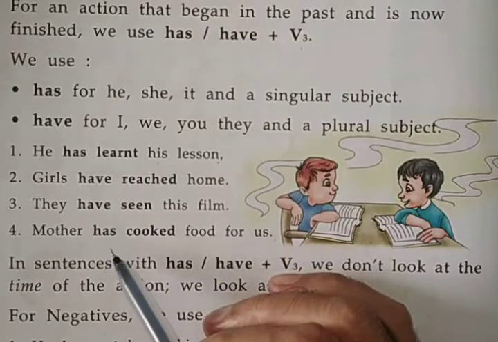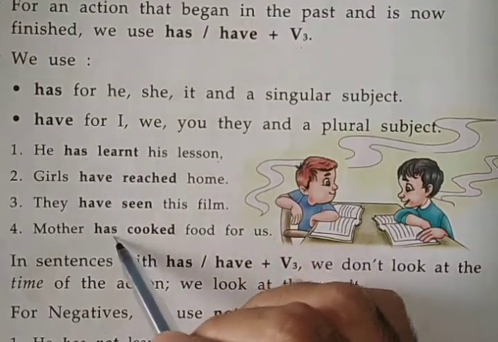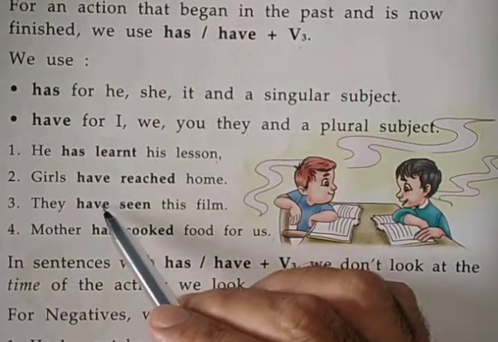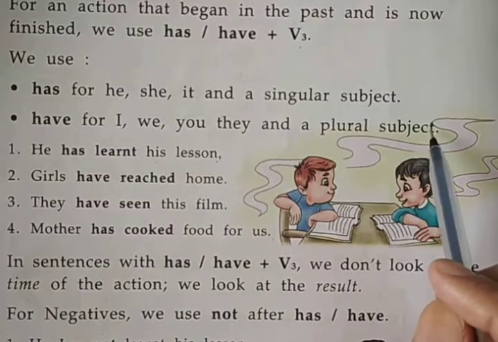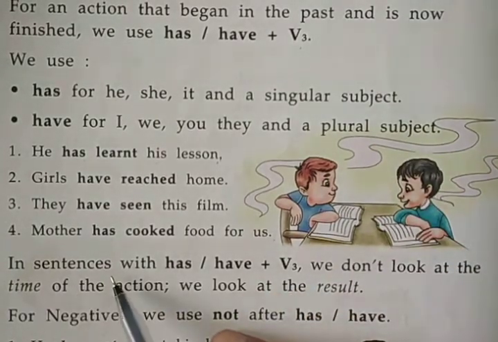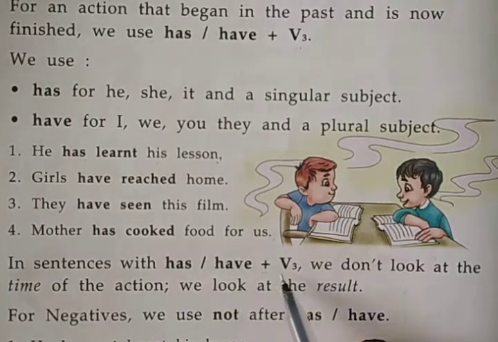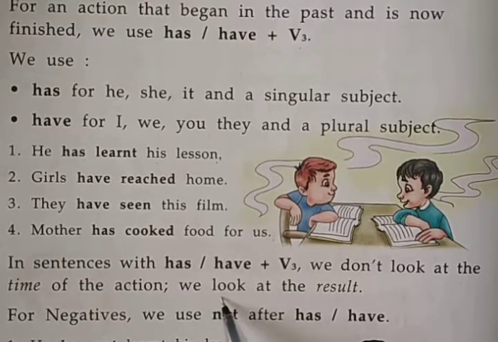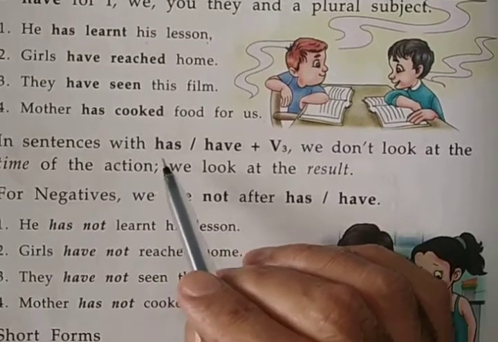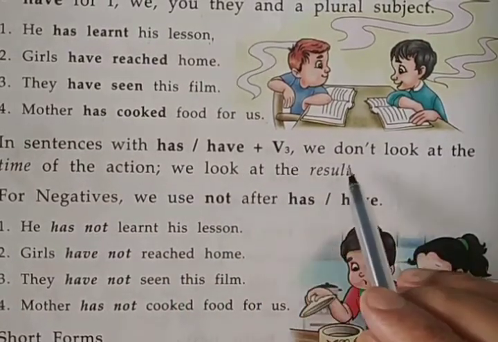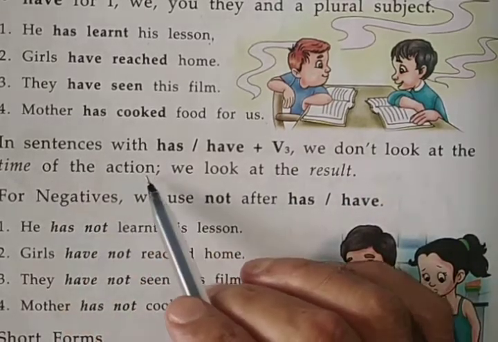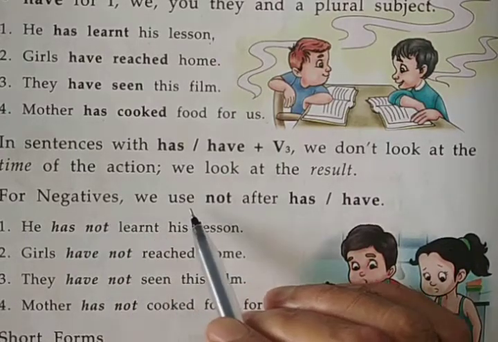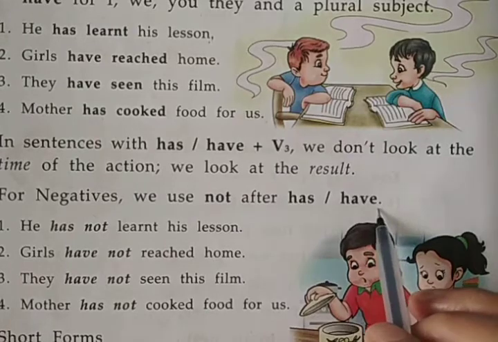Now these four examples: has and has are singular subject. Have and have are plural subject. In sentences with has, have plus V3, we don't look at the time of the action, but we look at the result. For negatives, we use not after has and have.